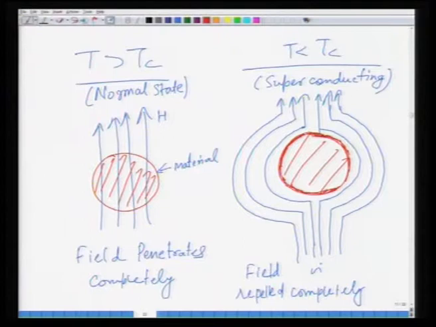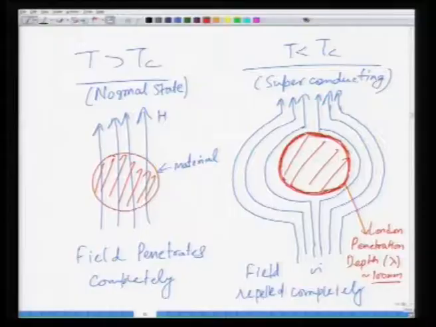This is called the London penetration depth, lambda, and it's of the order of 100 nanometer or maybe smaller. So it's only up to this depth that this effect is important. That is why this kind of effect is very important in thin films, because when the dimensions of thin films are very small, less than 100 nanometer, some strange things may happen there. Whereas in bulk materials it's a fairly straightforward thing.